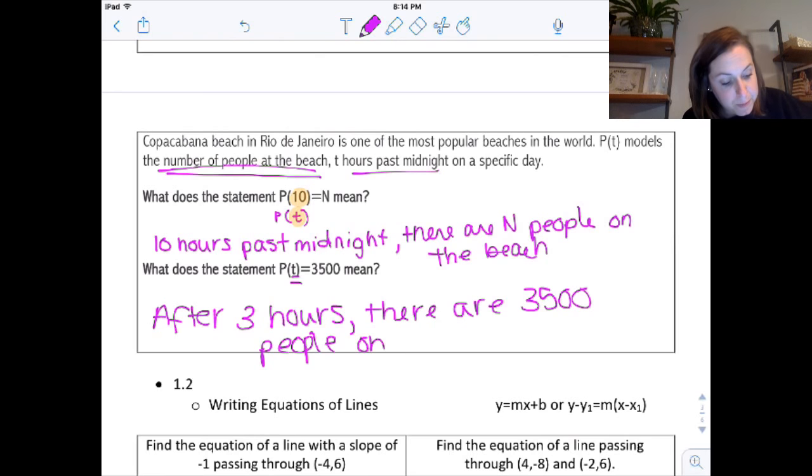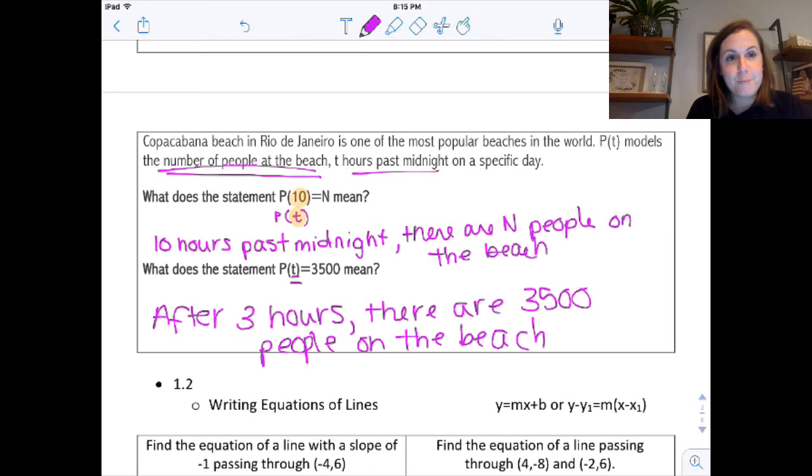Okay. So that was a very brief review of 1-1. We're going to move into 1-2. But again, if you have questions, send them my way, okay?